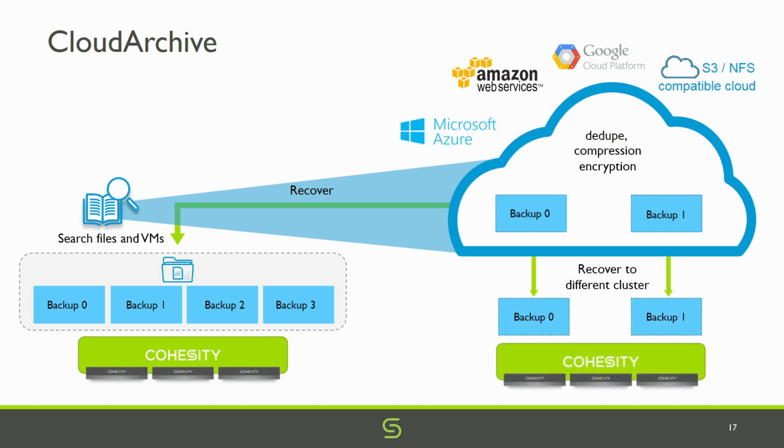So this is the first use case. Oh, also, you can recover to a different cluster. So imagine that your main cluster goes down completely. We have enough metadata sitting in the public cloud to allow you to recover the complete images to a new Cohesity cluster. So this can also be used for disaster recovery.